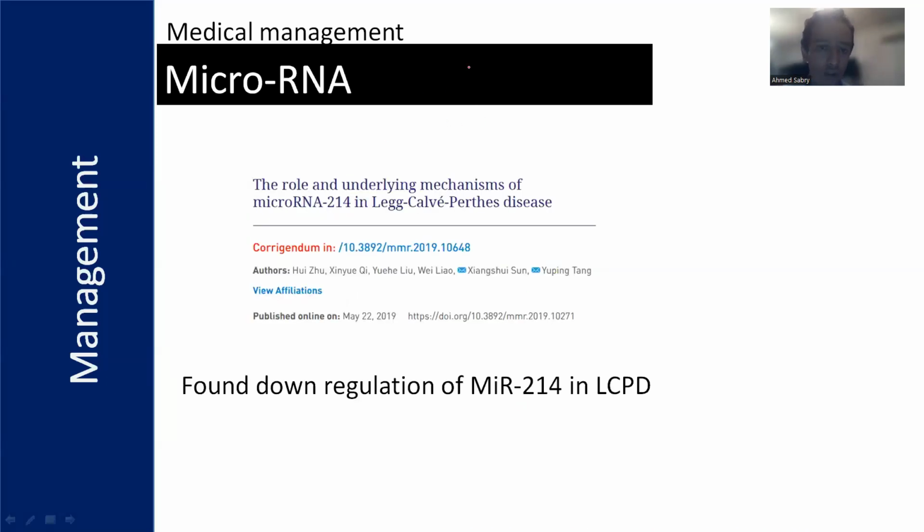Some other papers suggested that there's a downregulation of microRNA in Perthes disease. So they said that microRNA 214 is one of the causes of problems in the ossific nucleus of the femoral head because of this downregulation. And they said that if a drug is made to target this downregulation and increase the formation of microRNA 214, it can be helpful in Legg-Calvé-Perthes disease. However, this is just a hypothesis.